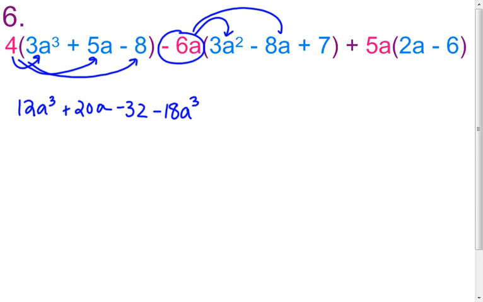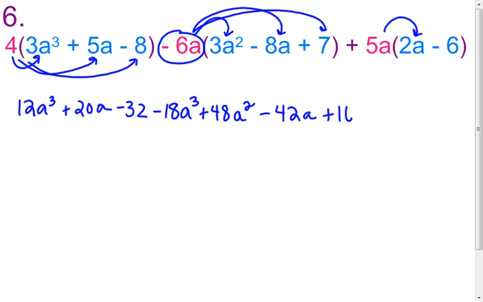Negative 6a times negative 8a. Negative 6 times negative 8 is 48. A times a is a squared. Negative 6a times 7 would be negative 42a. Okay? And then here, 5a times 2a. 5 times 2 is 10, and a times a is a squared. 5a times negative 6 would be negative 30a.